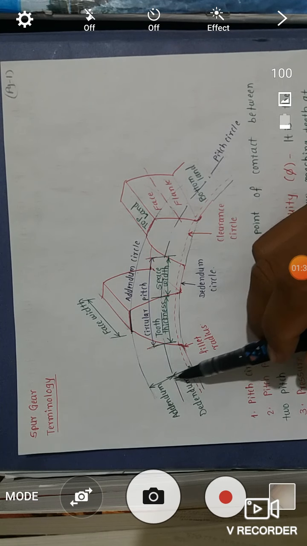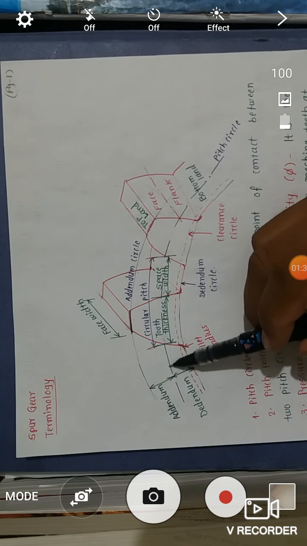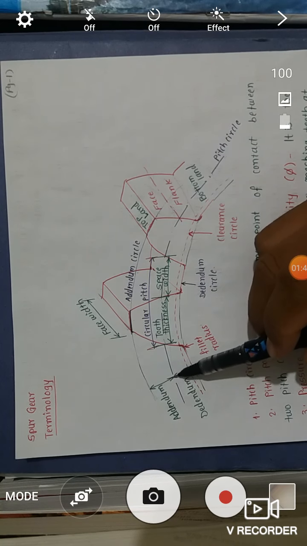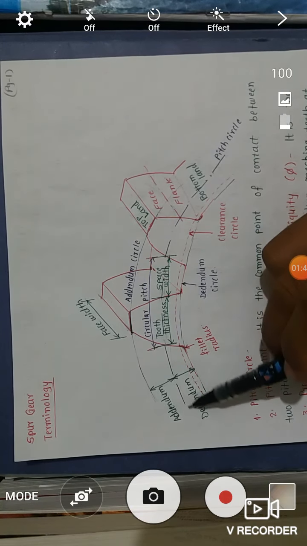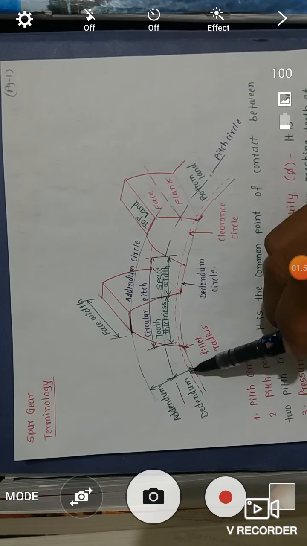Now we see addendum and dedendum. The radial distance from the pitch circle up to the addendum circle is called addendum, and the radial distance between the pitch circle and the dedendum circle is called dedendum.